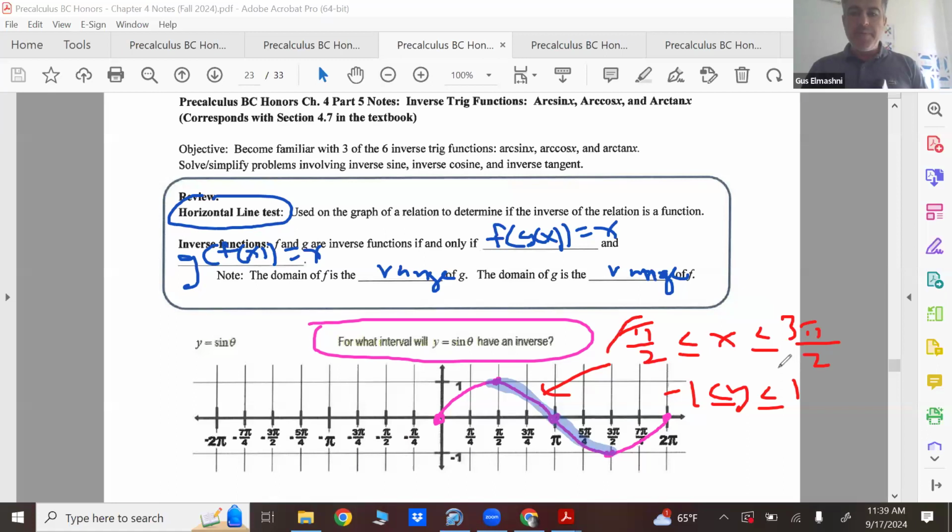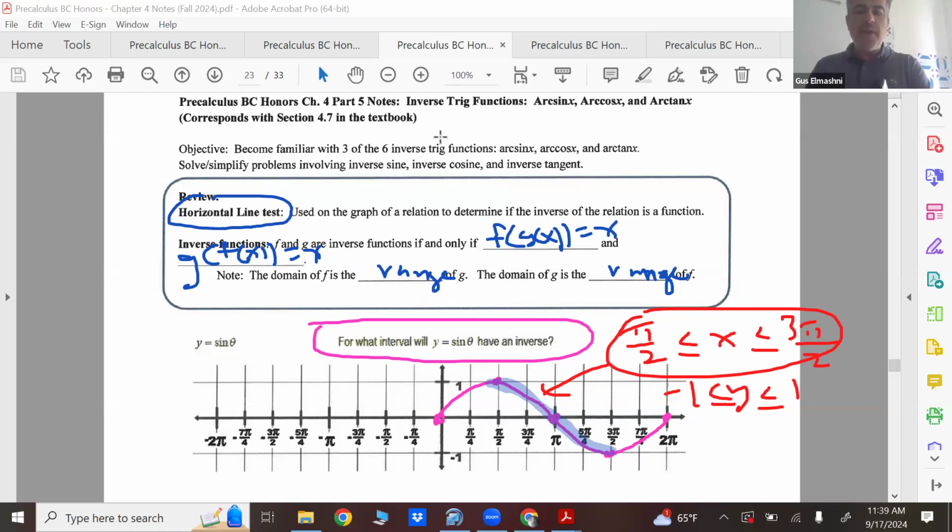So that's my interval. That'll guarantee that the inverse of sine will be a function. It'll pass the horizontal line test only for that interval. If I go any more to the left, any more to the right, forget about it. Of course, there's other intervals too. How many other intervals can I write? Infinite. I could have gone from 5 pi over 2 to 7 pi over 2 if I wanted to. Or I could have gone from negative pi over 2 to pi over 2 if I wanted to.